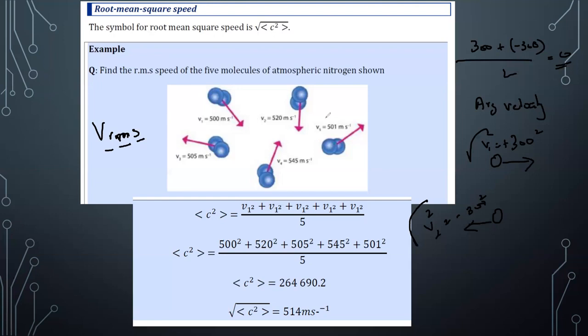For example, there are 5 different molecules having different speeds or velocities. First we square them: 500 squared, 520 squared, 501 squared, 545 squared, and 505 squared. First we square, then we take an average. How to take an average? Add them and divide by the total number, which is 5. And then at the last we take a root. When we take the root, the speed which we get, we call root mean square speed.